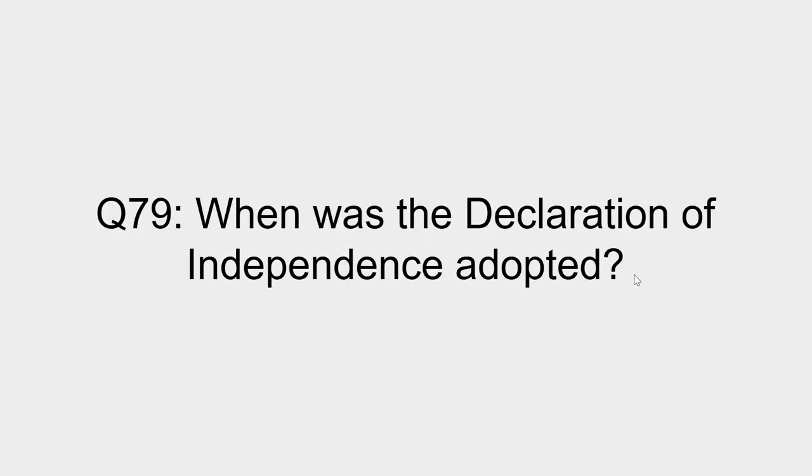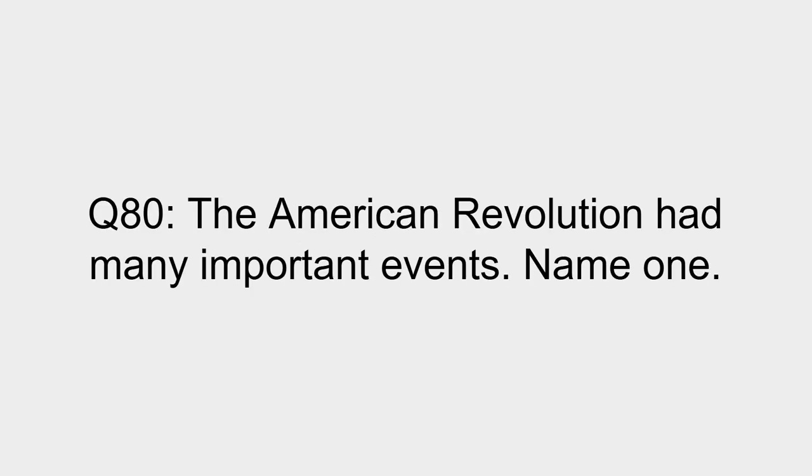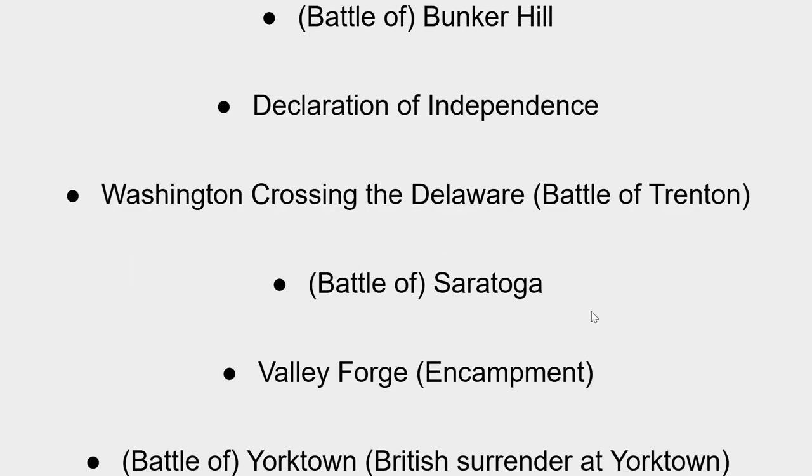When was the Declaration of Independence adopted? July 4, 1776. Also a federal holiday, Independence Day, so it's kind of a double answer. The American Revolution had many important events. Name one, and this is another choice. You can do any of these that you want. Bunker Hill. I think the Declaration of Independence is probably the easiest because you have to know it for other things, but you could pick any of those and you only need one.